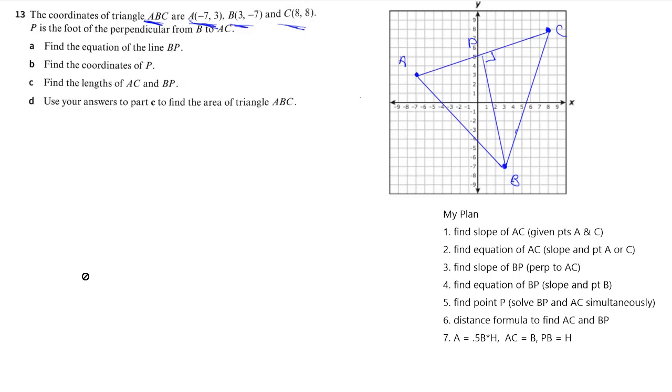My plan is to find the slope of AC, because I got 2 points, and then find the equation of AC, and then find the slope of BP because they're perpendicular, and then find the equation of BP. And once I find the equation of BP, I know AC and BP, and so then I can find out where they intersect by solving them simultaneously. And then I've got to use the distance formula to figure out 6 and 7.